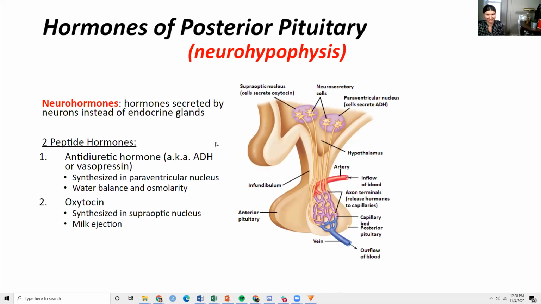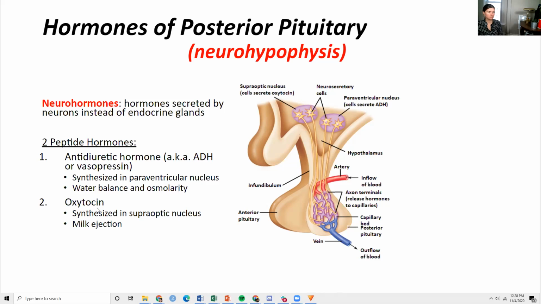Posterior is easier, so we're going to talk about that first. There are only two hormones that we think about as coming from the posterior pituitary. Antidiuretic hormone, which we'll call ADH. Sometimes we'll call it vasopressin, depending on what types of effects we're thinking about. This is going to be really important for water balance and therefore for blood volume, and therefore also for blood pressure. So that will be released by the posterior pituitary, as will oxytocin.